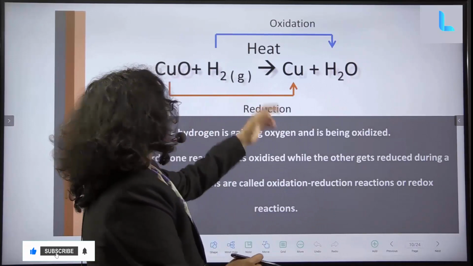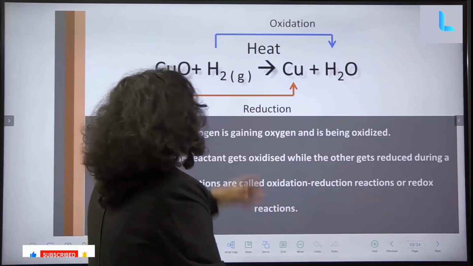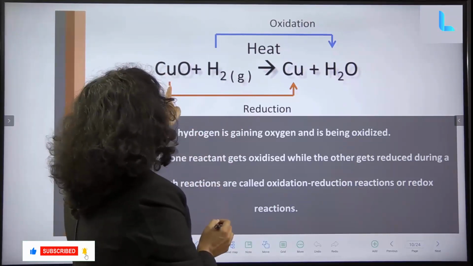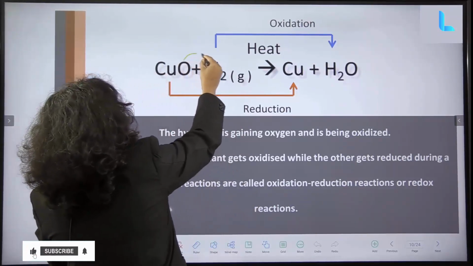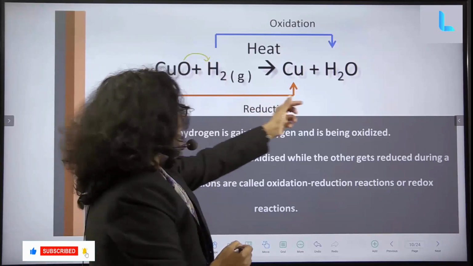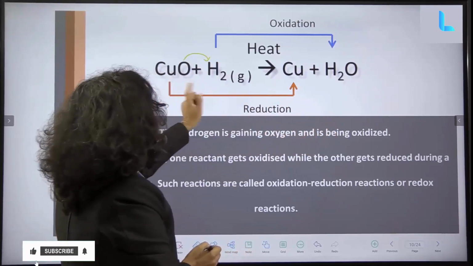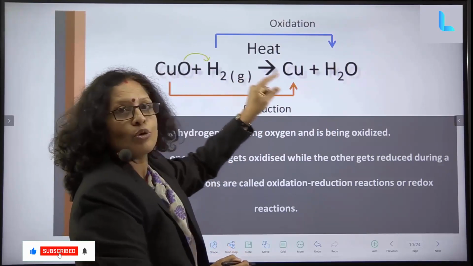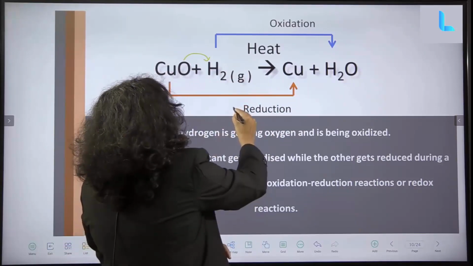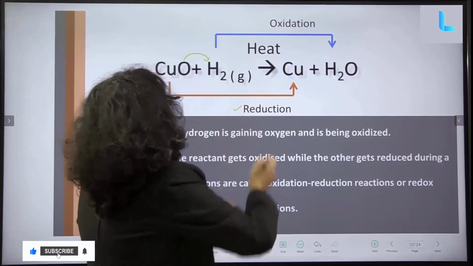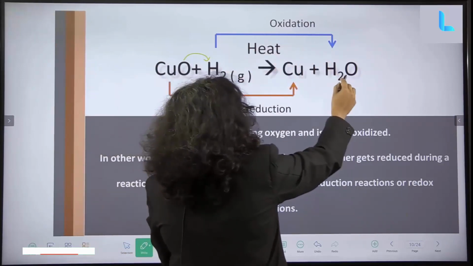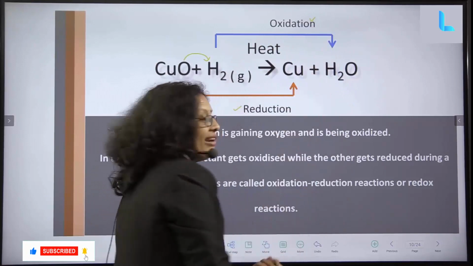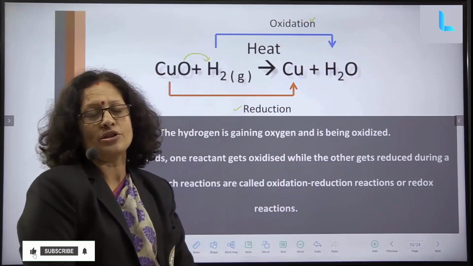Let's see here. This is the reaction: CuO plus H2 gives Cu plus H2O. So what is happening now? Here O is given to hydrogen to form H2O, and Cu is being separated. So loss of oxygen is happening from CuO, and this process is called reduction. Now here the hydrogen is being added with oxygen, so this process is called oxidation.